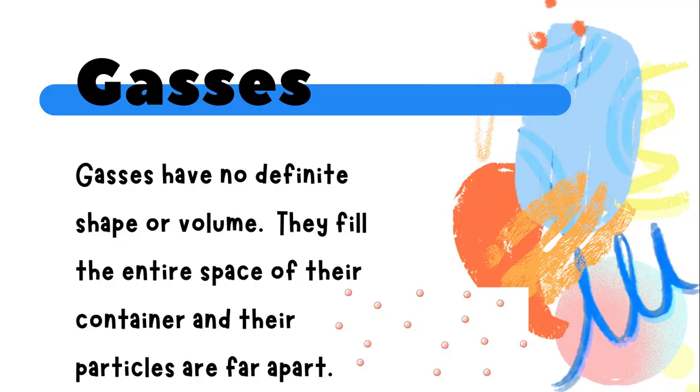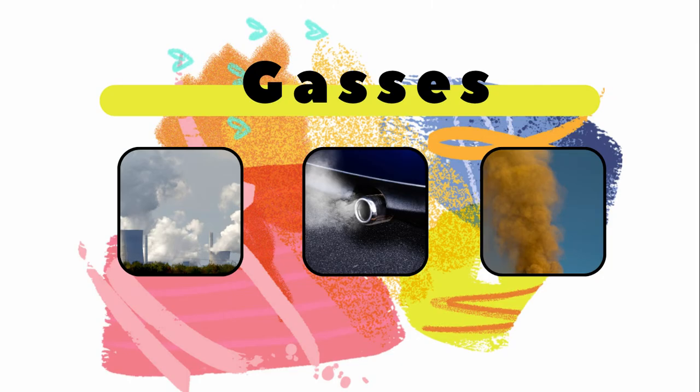Next, we would move on to gases. They have no definite shape or volume. They fill the entire space of their container, and their particles are far apart. And here are some examples of gases: steam, exhaust fumes, smoke.